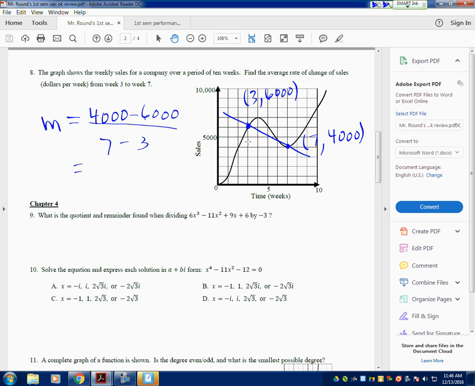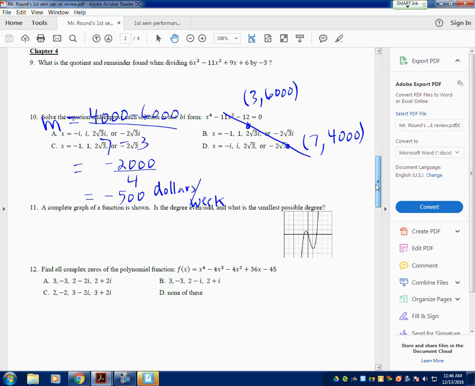So 4,000 minus 6,000 is negative 2,000 over 4, which is about negative 500. What are our units here? Dollars per week. So that's it for number 8. So average rate of change is just finding the slope of the line that connects the 2 points on the curve. And if the curve happens to be a line, it's just the slope of the line because it never changes. All right. Yep. Number 12 from chapter 4.